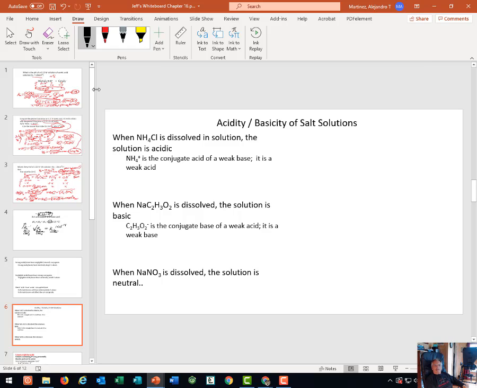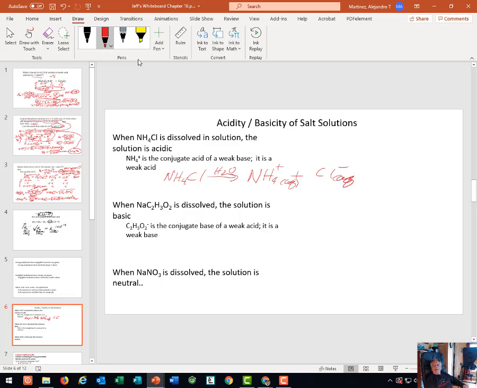So let's take a look at this guy right here. So this is a salt. It's called ammonium chloride. And so when I put ammonium chloride in water, it is a completely soluble, strong electrolyte. So we're just going to drop it in some water. It will dissociate into NH4+ and chloride ion. And these two will be in aqueous solution.